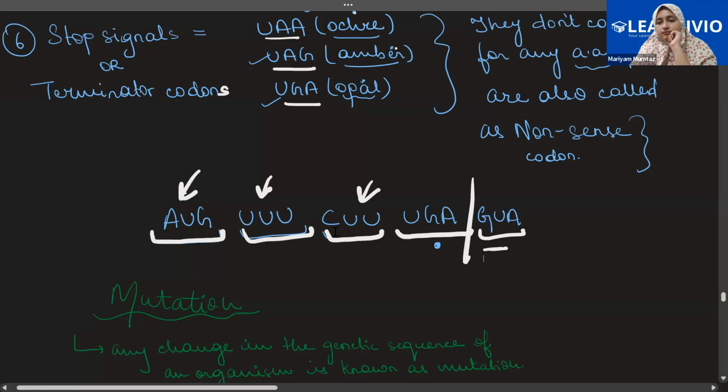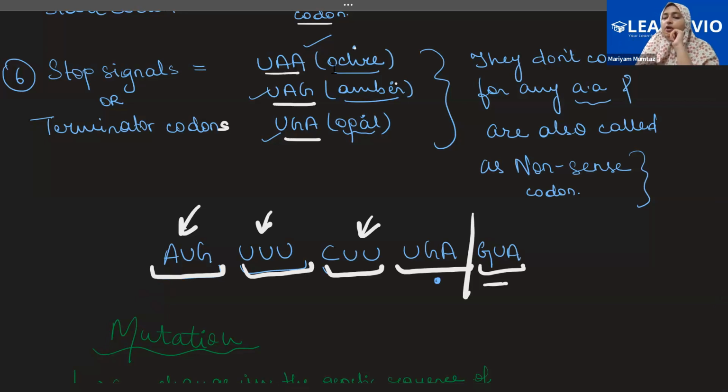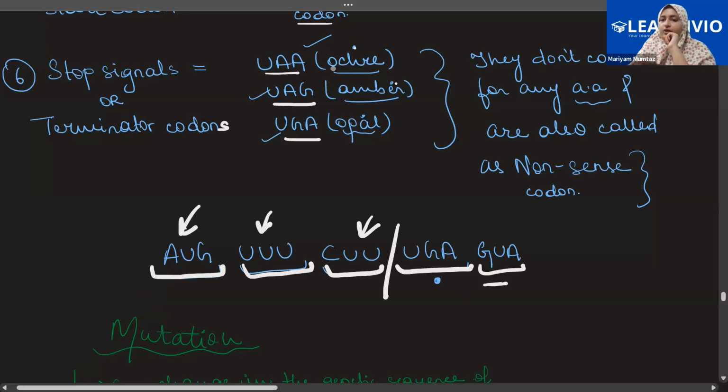We stop at UGA, either at UGA or UAG or UAA. If any of them is present in the codon area, or you can say in the whole template, the reading will stop. Meaning it stops here only. After that, it does not get read. Okay? Clear to you all?